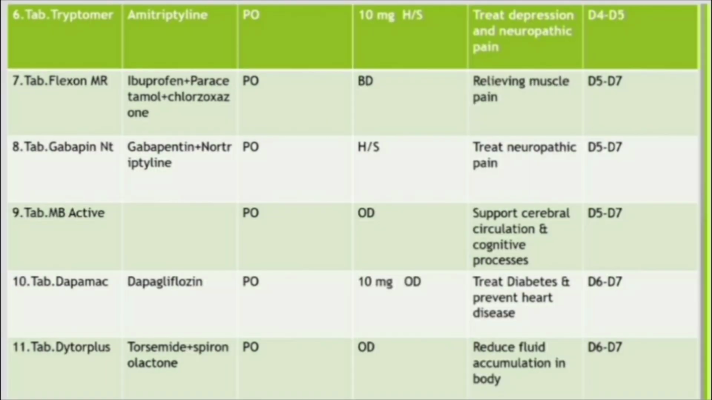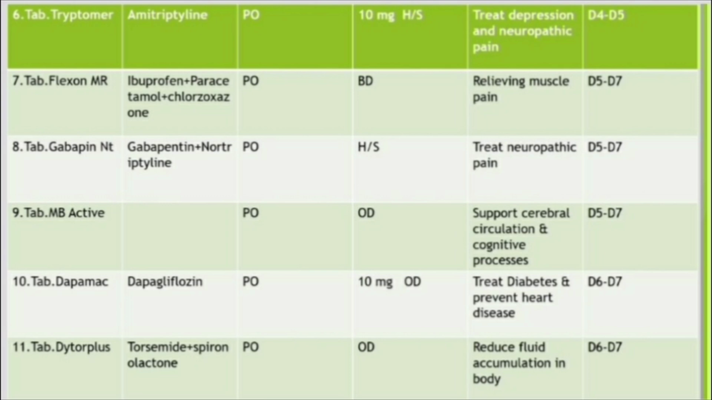Tablet Triptomer, generic name is amitriptyline, per oral, dose 10 mg, frequency at night time, treat depression and neuropathic pain, duration day 4 to day 5. Next, tablet Flexon MR, generic name is ibuprofen and paracetamol plus chlorzoxazone, per oral, twice a day, relieving muscle pain, duration day 5 to day 7.